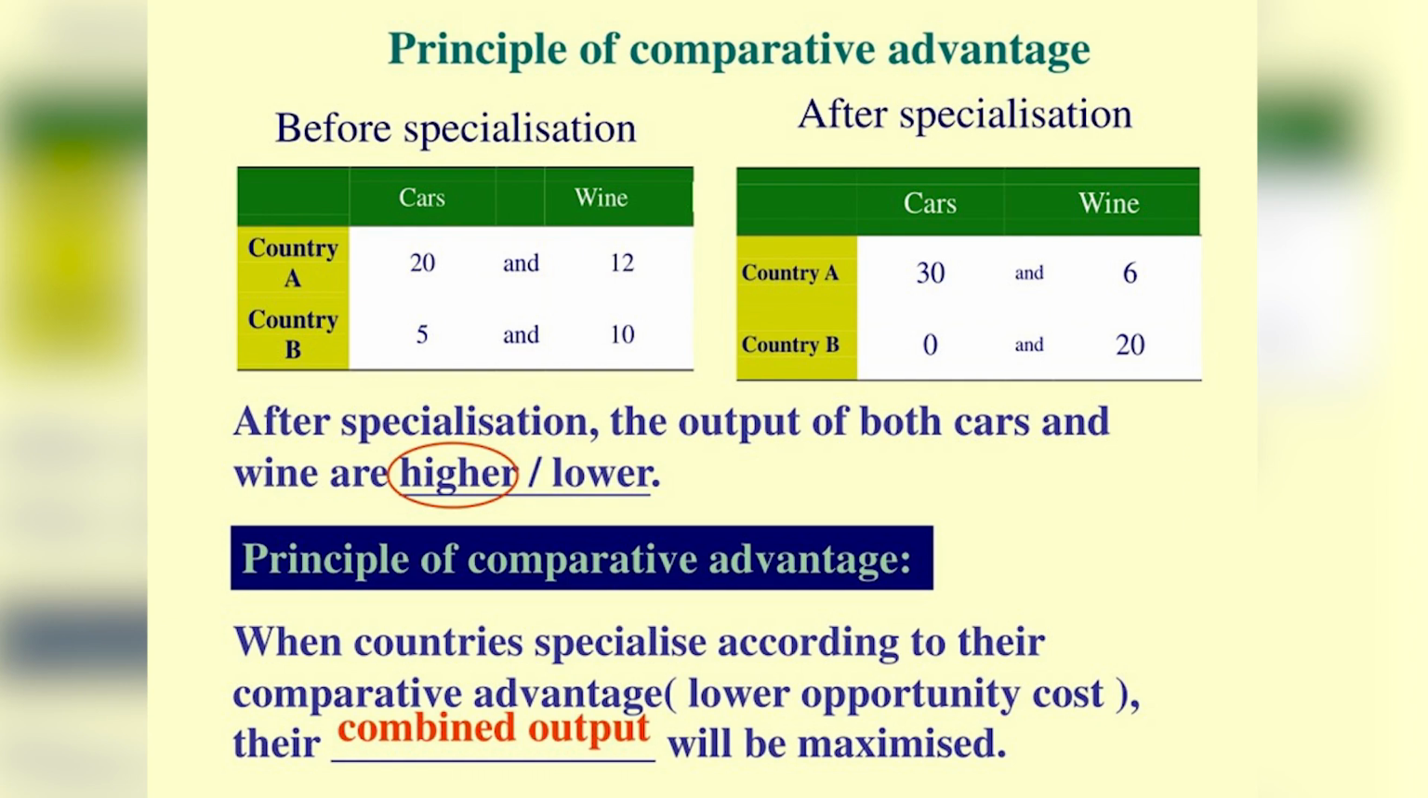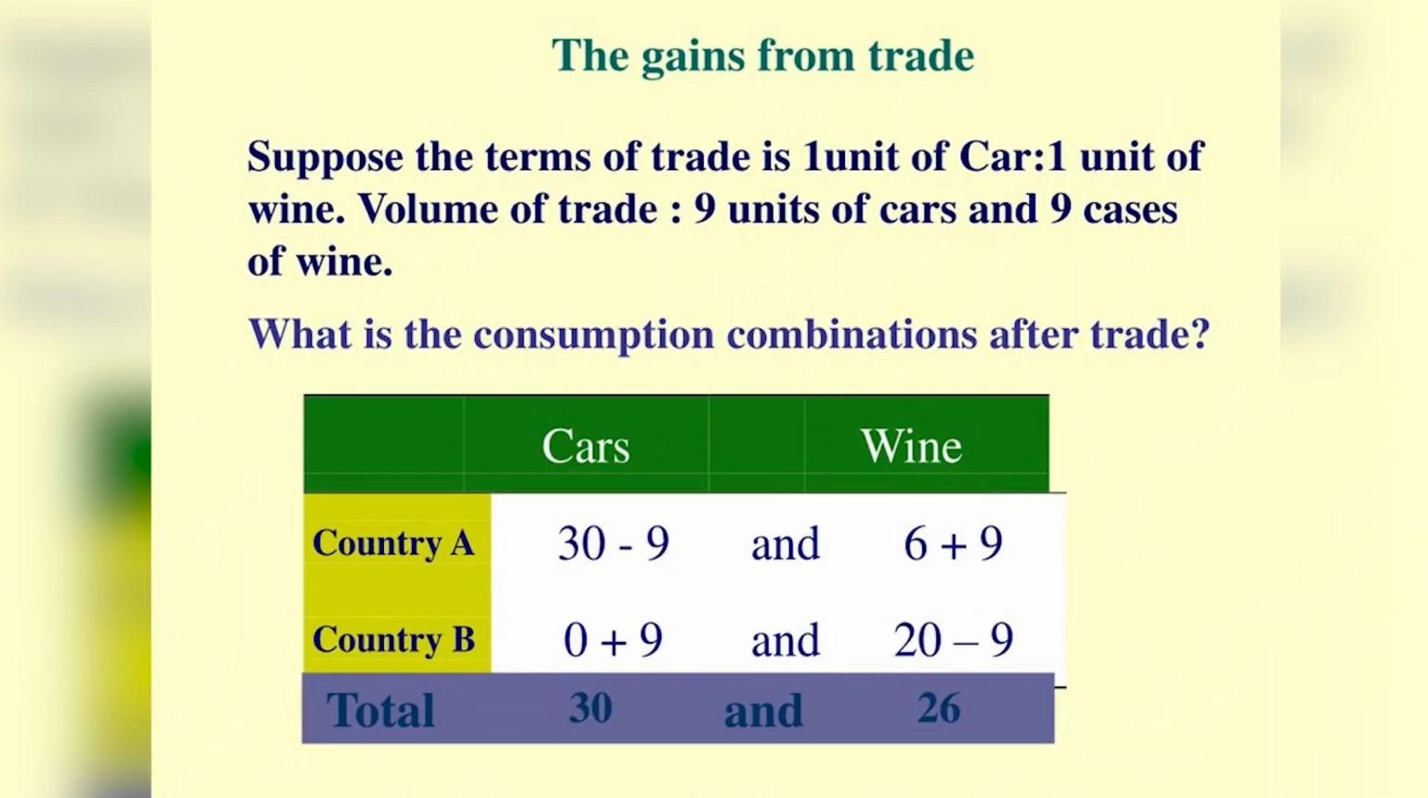The principle of comparative advantage says that when countries specialize according to their comparative advantage, lower opportunity cost, their combined output will be maximized. The gains from trade: when there is comparative advantage, a country will definitely take advantage to gain from trade.